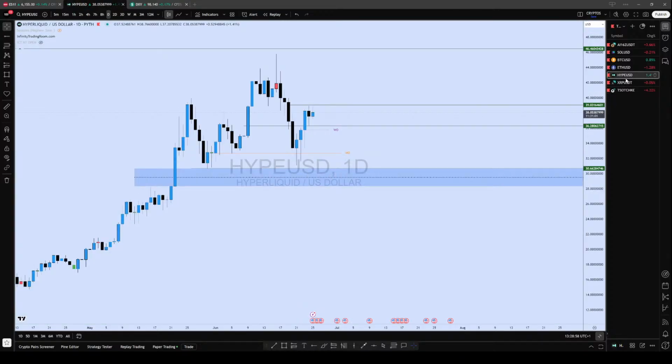Hype, I think I said that hype is not tradable because of the fact that price did not dip into the weekly gap, so leave hype alone.